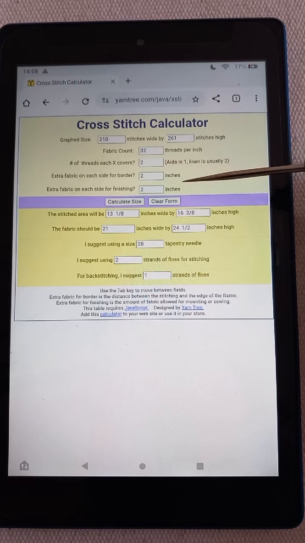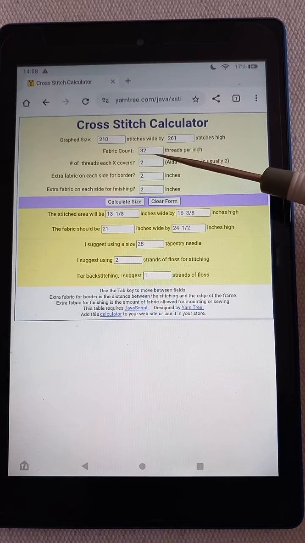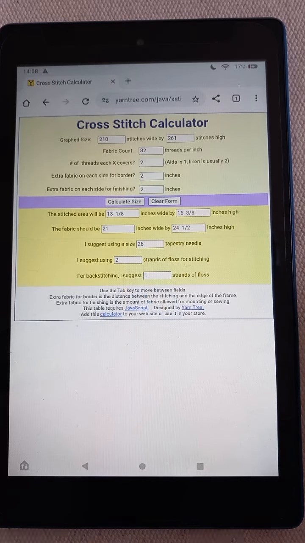And then we're going to stick in 2 inches around the edge for the border, 2 inches again around that for our framing. And then it spits out our stitched area, which is exactly what was on our chart, because again, we're using our recommended fabric count. And then it is saying, okay, well, this is how big your piece of fabric needs to be. I would convert that into centimeters. If you live in the US, you would probably want to leave that in inches, but in Europe, fabric is sold generally in centimeters. And then that's the size that I would buy. So really, really simple.